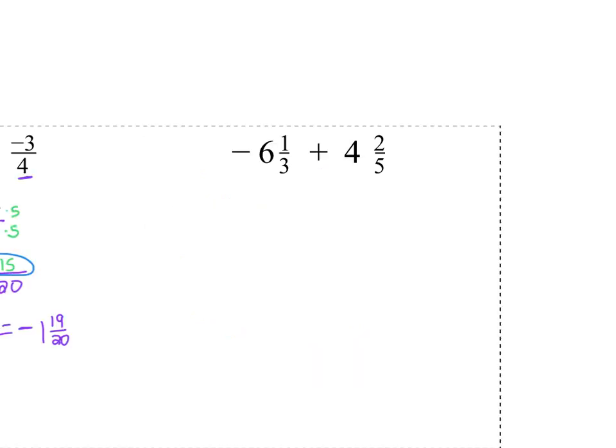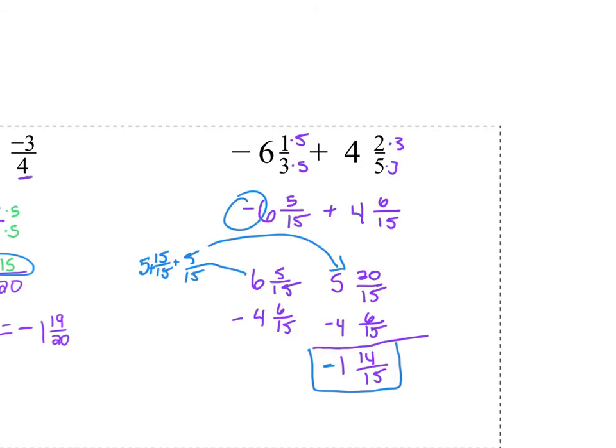I'd like you to pause the video and try to do this one on your own and then come back to check. All right, so I came up with negative 1 and 14/15. I did this one a little different because the denominators were big and I didn't want to do that multiplication.